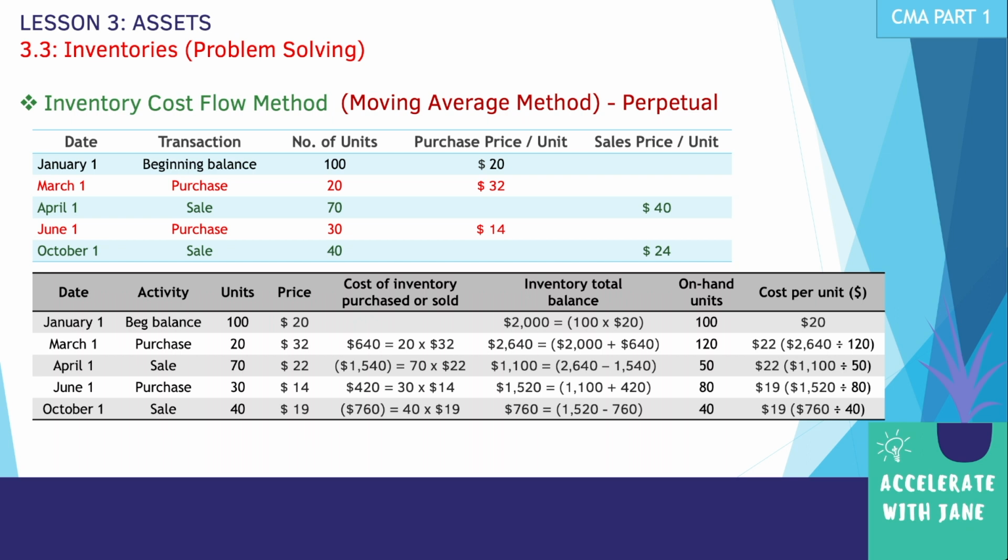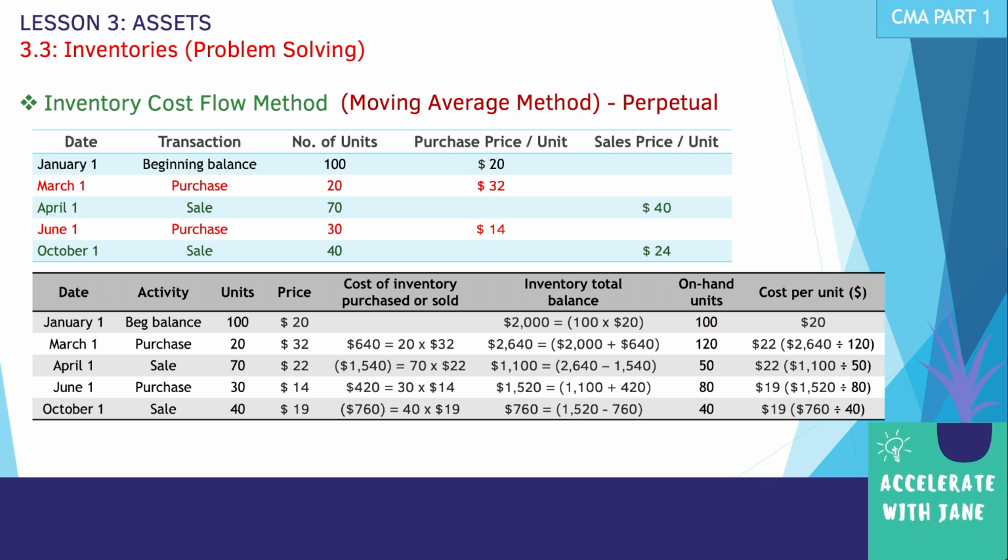So remember, as of March 1, we have 120 units in total. We sold 70 units on April 1. Therefore, 120 less 70, we have remaining 50 units on hand as of April 1. Okay? So take note here, our cost per unit is still the same. So that is the remaining running balance of inventory, which is 1,100 divided by 50 units. We get $22 is the cost per unit.